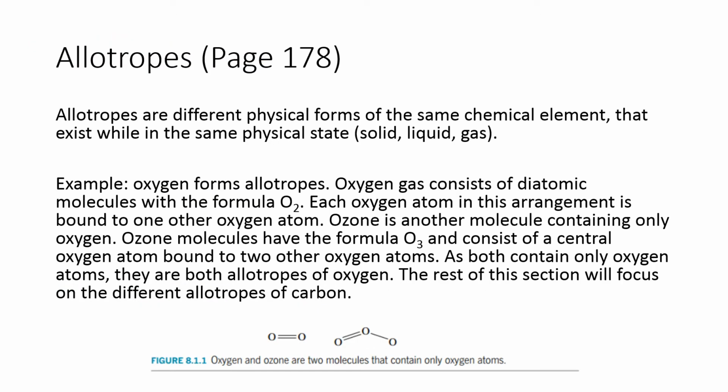So what we are focusing on today is allotropes. What are allotropes? Allotropes are different physical forms of the same chemical element, existing in the same physical state, solid, liquid, or gas. Today we will be focusing on the allotropes of carbon, but before we move into it, allotropes also apply to some other elements such as oxygen and phosphorus, besides carbon.